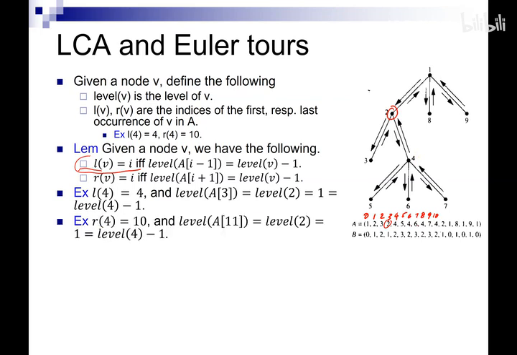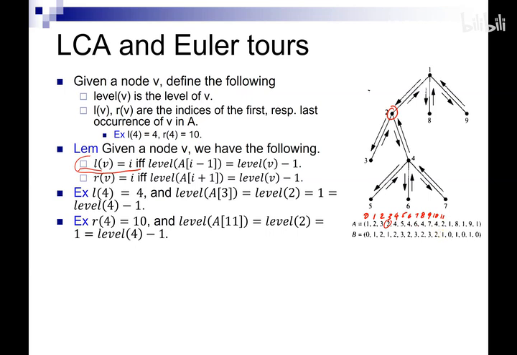And likewise, you have that R of 4 is going to be equal to 10. And so by this lemma, if we look at index 11, then this guy should also have a level which is 1 less than 4's level. So if you look at this index 10 over here, and then go look at index 11, this is going to be node 2 over here, and that guy's level is indeed 1 less than 4's level.